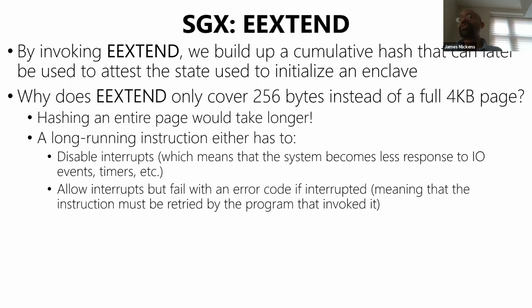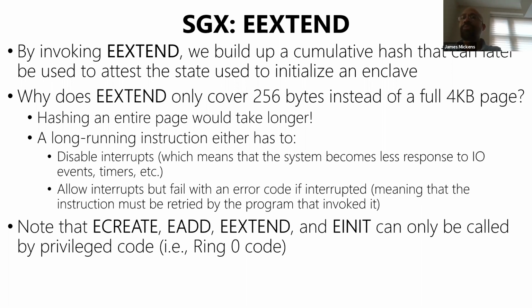Or you can allow interrupts but fail the instruction or try to restart it somehow. But that's a pain if the instruction is fairly complicated, like a hashing thing. So basically what SGX does is it makes the EEXTEND instruction only cover 256 bytes. Then the kernel has to invoke it multiple times to cover a full 4K page. And as I mentioned, note that only privileged code, that is to say ring 0 code, can call ECREATE, EADD, EEXTEND, and EINIT.